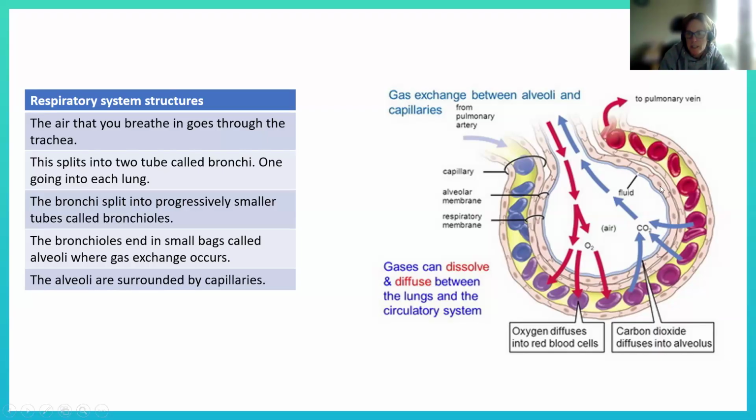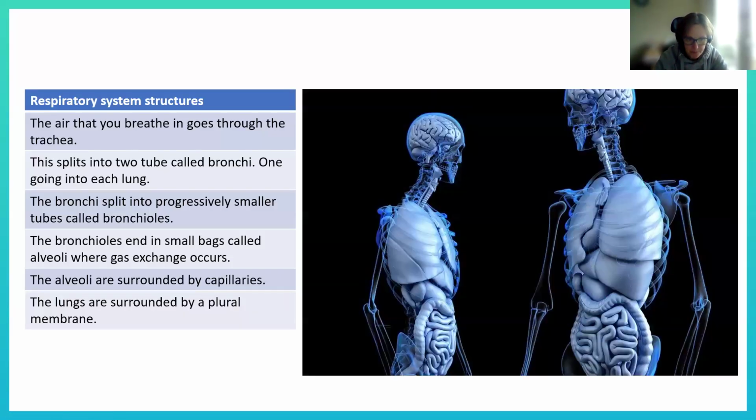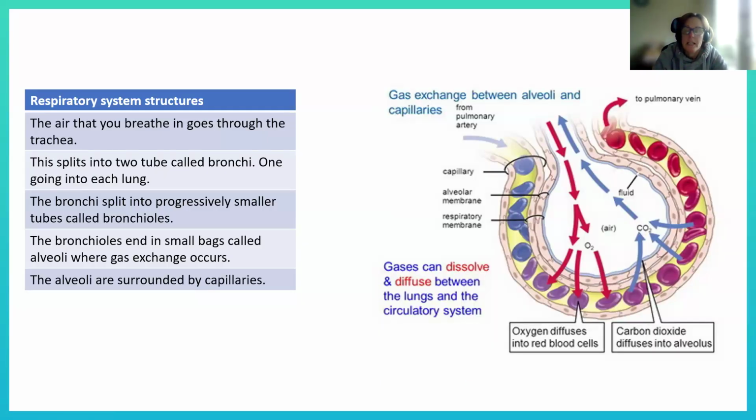These are only 1 cell thick. Look, there's the 1 cell of the alveoli and the 1 cell of the capillary. I guess there's 2 cells if you count them both together, but each structure is only 1 cell thick. So we've got a really large surface area because of all these alveoli at the end of all of this branching. We've got a short diffusion distance, and they're surrounded by capillaries. So we've got a really good blood supply. And what that blood supply does is it gives us a concentration gradient.